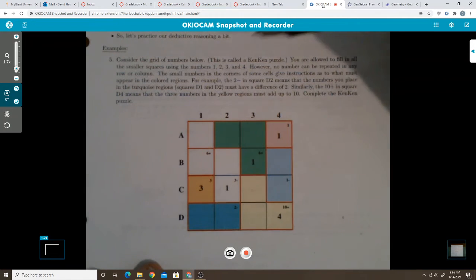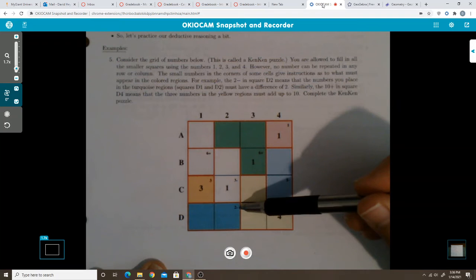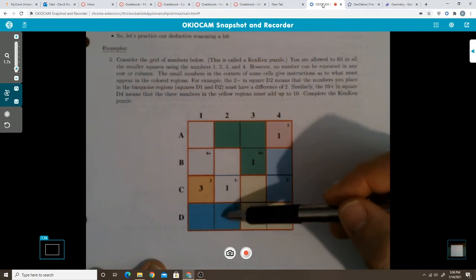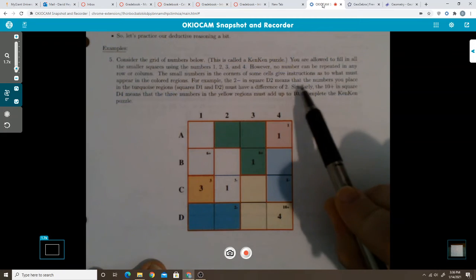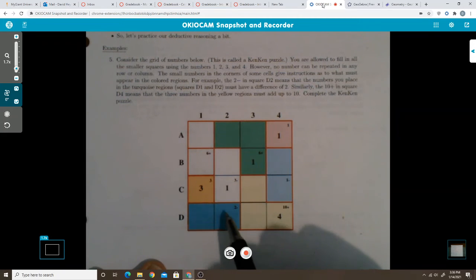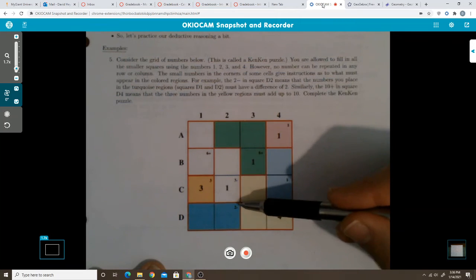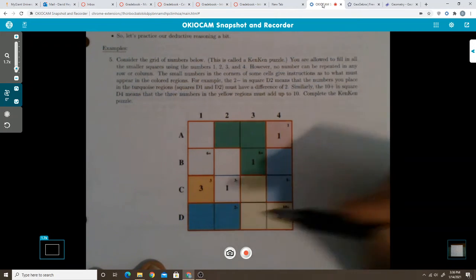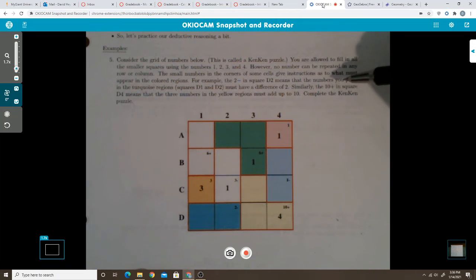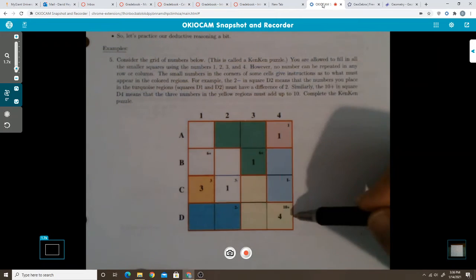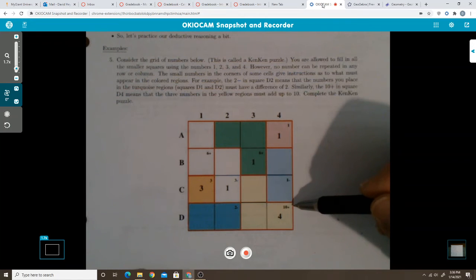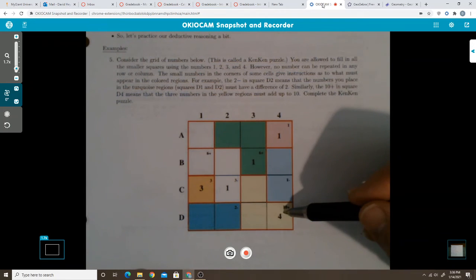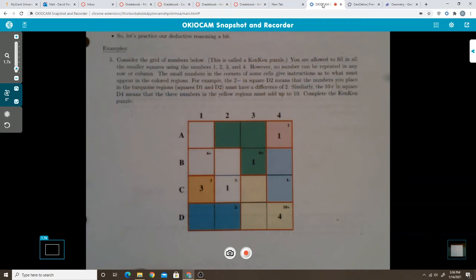For example, the 2 minus here in square D2, this little 2 minus means that the numbers you place in this turquoise region, so squares D1 and D2, have to have a difference of 2. So that's what the 2 minus means. It means that when you subtract the numbers, you should get 2, right? Similarly, the 10 plus in square D4 means that when you add this number plus this number plus this number, you have to get 10, right? So let's see if we can complete this puzzle.